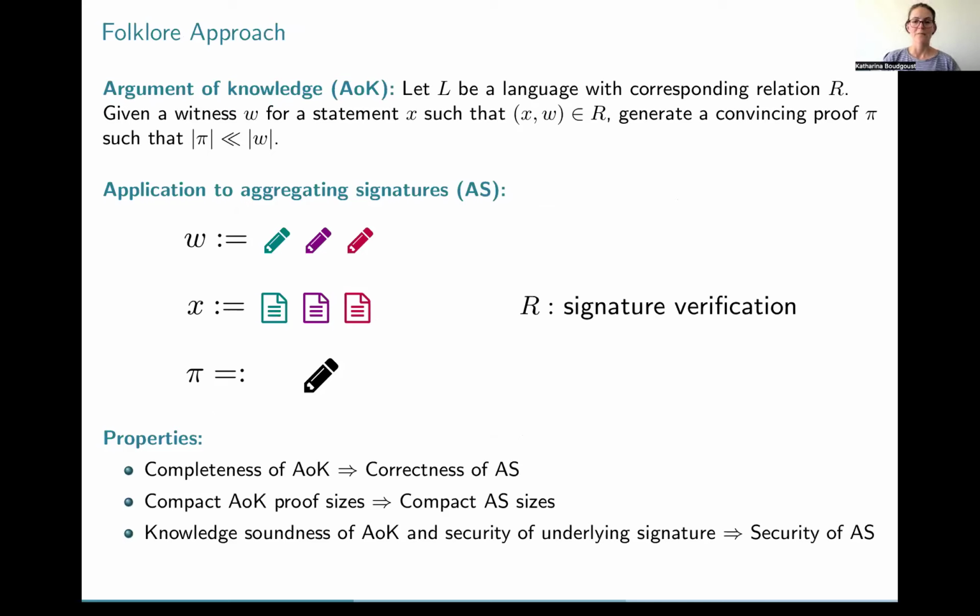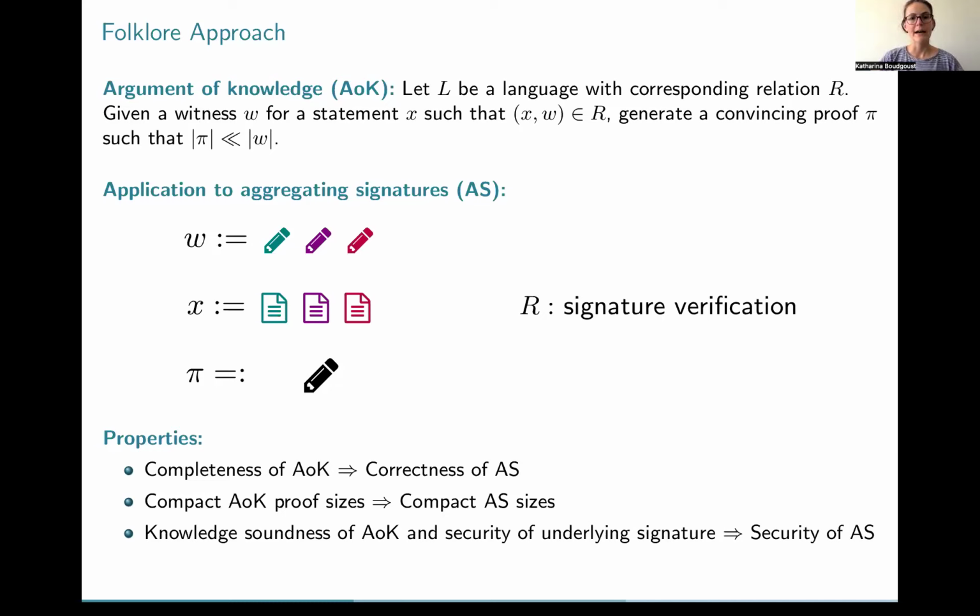So I said the folklore approach is to use an argument of knowledge. I think Kan has also informally introduced an argument of knowledge. I will stay as informal as he was. The idea is that I have a language L and a corresponding relation R, and my argument of knowledge will be able to convince a verifier that I know a witness for a statement that lies in the language. And this convincing proof will be much, much more compact than just sending the witness. So we don't care about zero knowledge. It's just that I don't want to send the witness. I want to send something that is shorter.